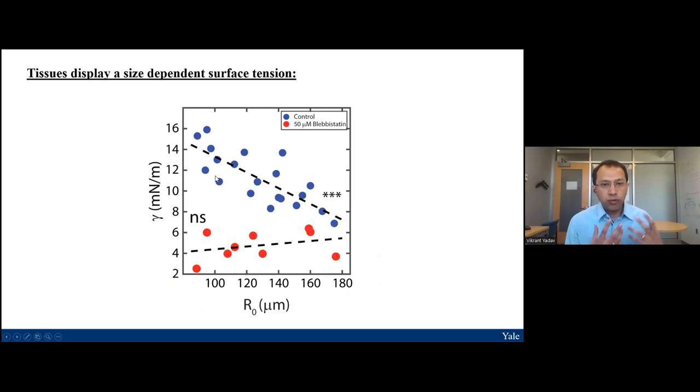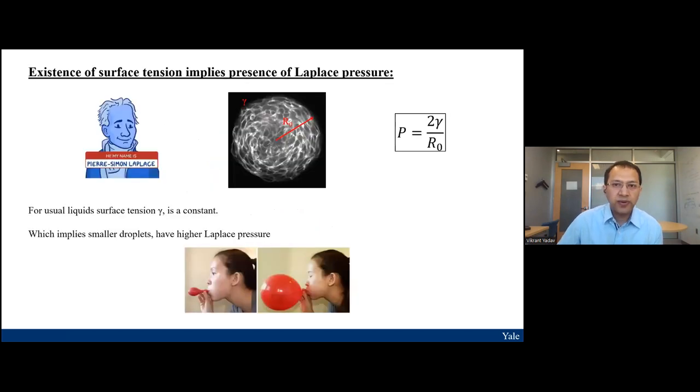If myosin is the force generating element and surface tension is force per unit length, you have more myosin in smaller aggregates, which leads to this effectively large surface tension, which decays with the size of these aggregates as the total amount of myosin on the surface decreases. Now this could have been a decent paper itself, but at this point we decided to go a step further and measure something else. And that's when we come to the pressure measurement part.